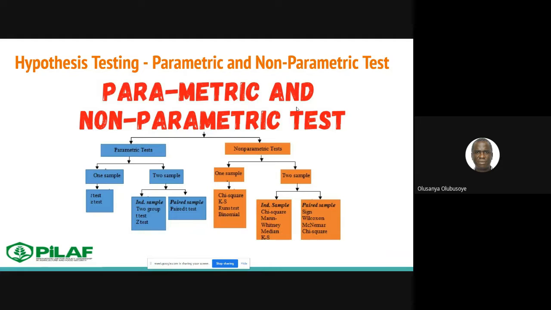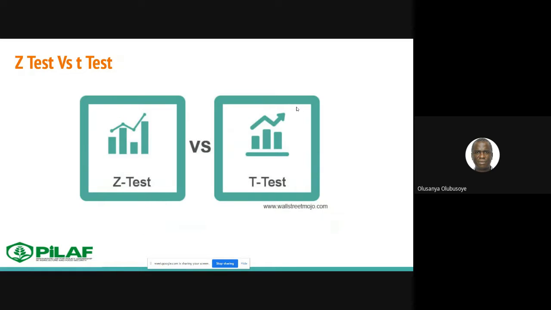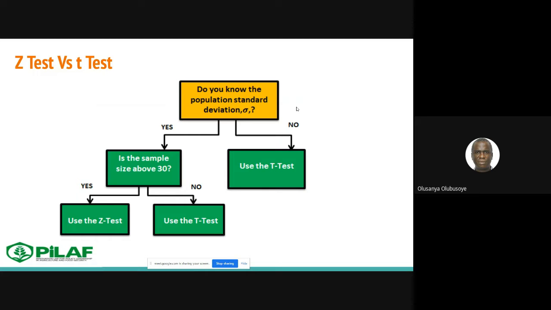So the tests that are applicable are the ones shown there, but they are not our focus in this training. So what then makes the difference between the normal Z test and the student t-test? That is essentially what we need to know here.